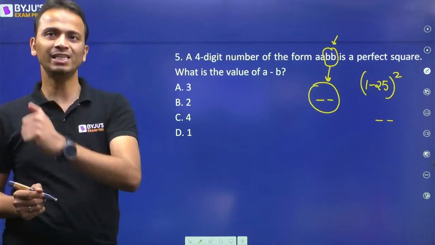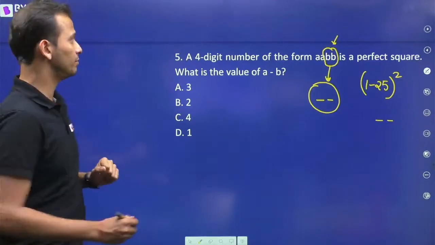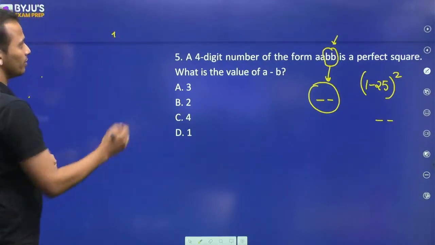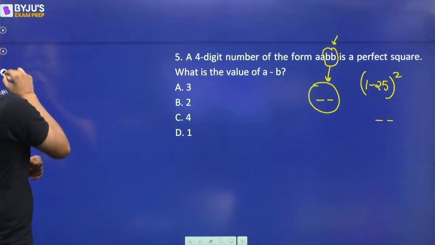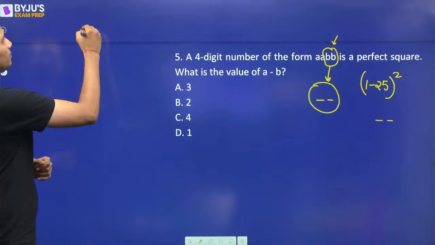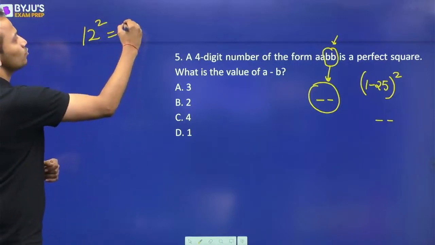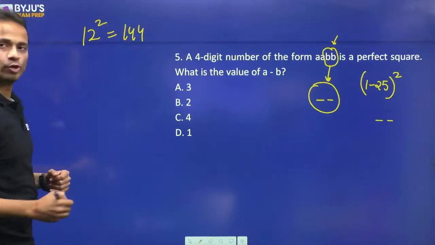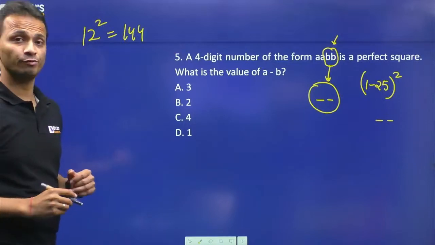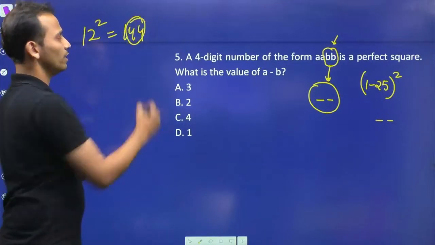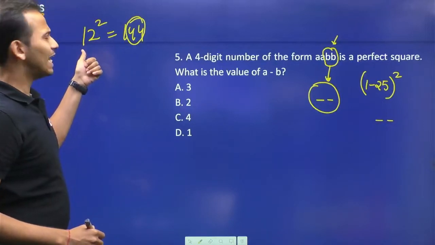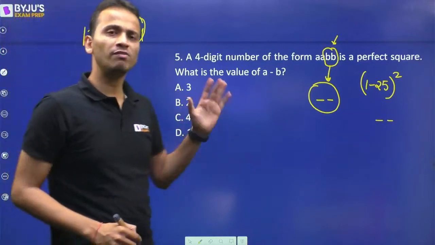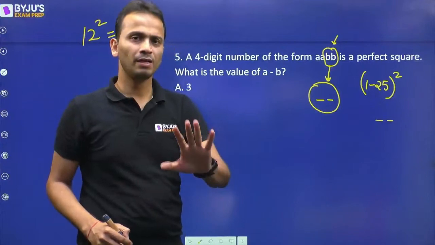Absolutely, Arjun, Nidhi, 12. 12 is a number. Now, the square of 12 is 144. The last 2 digits are equal, 44. Now, the last 2 digits of the square of 12 are 44.